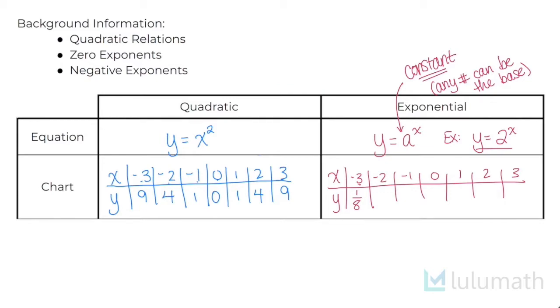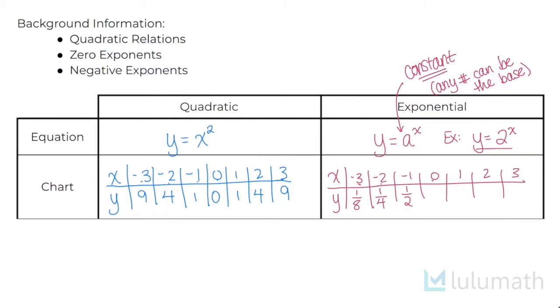For our next input of -2, it would be 2 to the power of -2, which is 1 over 2 squared, or 1 over 2 times 2, which is 1/4. For our next input, it'll be 2 to the power of -1, which is 1 over 2 to the power of 1, or just simply 1/2. Now, all of these values that we got here are from understanding negative exponents. So if you need a refresher on that, go ahead and check that video out as well.